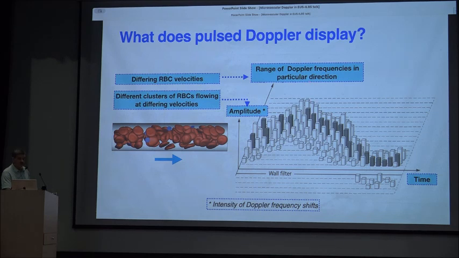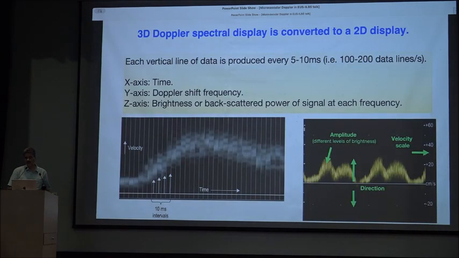On the x-axis, we have time. At any particular time interval, there will be a range of Doppler frequency shifts reflecting the range of velocities of RBCs at that particular point in time. So this is reflected on the y-axis. But then there is also a z-axis, because at a particular speed, a bigger cluster of RBCs may be flowing. So this is reflected by the z-axis as the amplitude or the brightness of the pixel assigned. I'm sorry to rush through, but this is what we are doing.